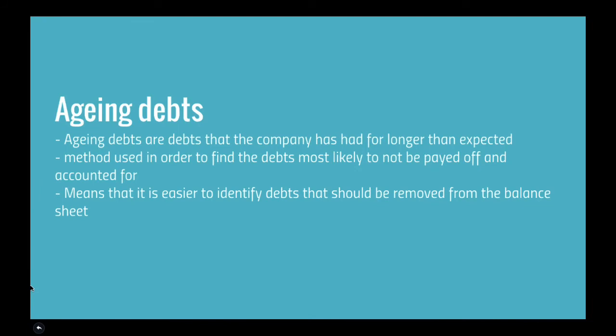Aging debts is the third method of how we estimate debts which are going to have to be written off. Aging debts are debts the company has found that have had longer than expected, and it's a method used in order to find the debts most likely to not be paid off and accounted for. This is based upon accounts receivable turnover ratio and comparing that with the debts that they have in their inventory. This means that the debts that have been existing for way longer than they should have get written off and not kept in the balance sheet.